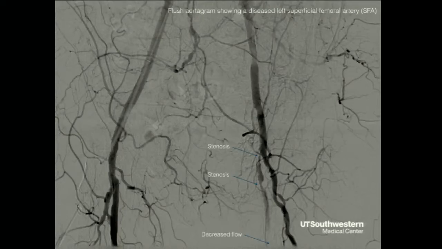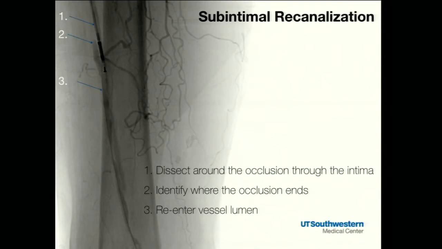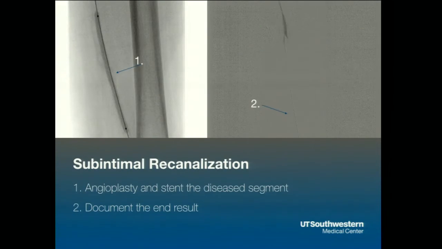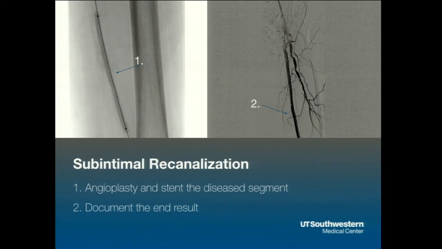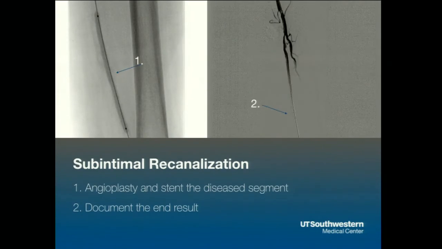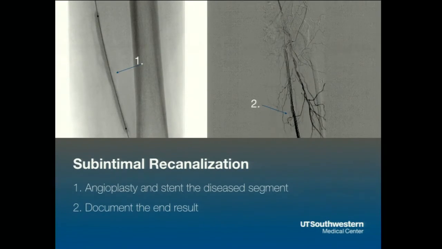So this is a flush angiogram showing left common femoral stenosis with decreased flow on that side. One of the ways we fix this is we can dissect around the blockage and then re-enter. So we go subintimally, outside of the lumen, and then you pop back in. Your angioplasty, that number one there, is a 10 centimeter diameter balloon, and then we stented this to open it up. And you can see the movie there shows good flow distally.